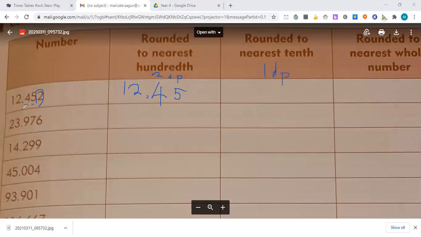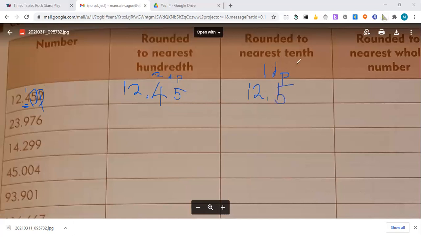And then the nearest tenth is 1 dp, which is 1 decimal place. So now you have to count again, up to here, and you circle it. We don't care about anything after that. That is 5 or more, so you have to add 1 there. So rounded to the nearest tenth is 12.5.